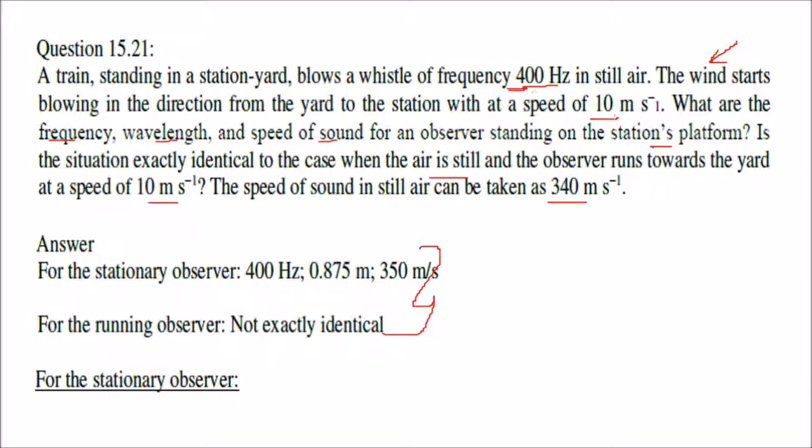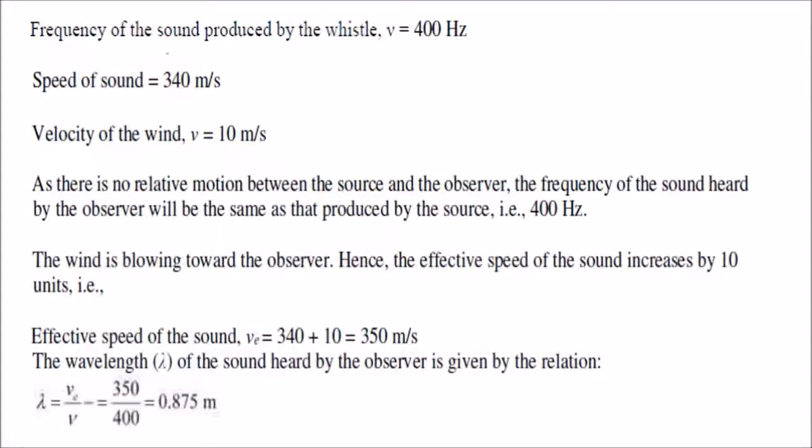You must remember these underlined values because we are going to use them directly. The frequency of sound produced by the whistle is given, the speed of sound is given, and the velocity of wind is given. Now, there is no relative motion between the source and the observer. So the frequency of sound heard by the observer will be exactly the same as that produced by the source. So it will be 400 Hertz only. One thing is clear. Now there is a wind, blowing towards the observer. The effective speed of sound will increase by 10 units because the wind is also there. We have to add it. So the effective speed v_e will be 340 plus 10, where 10 is of wind. So this becomes 350.